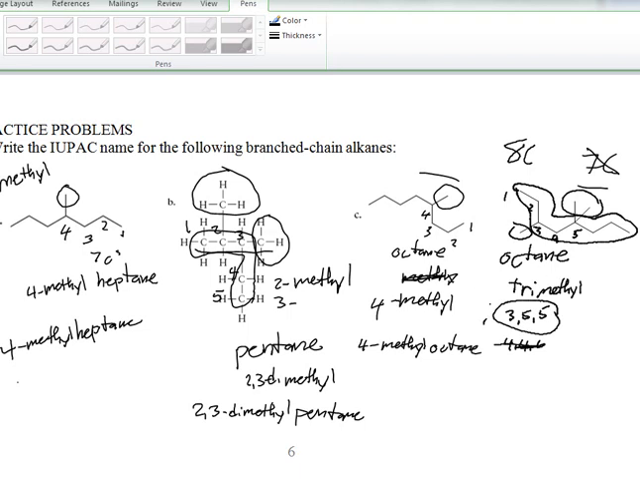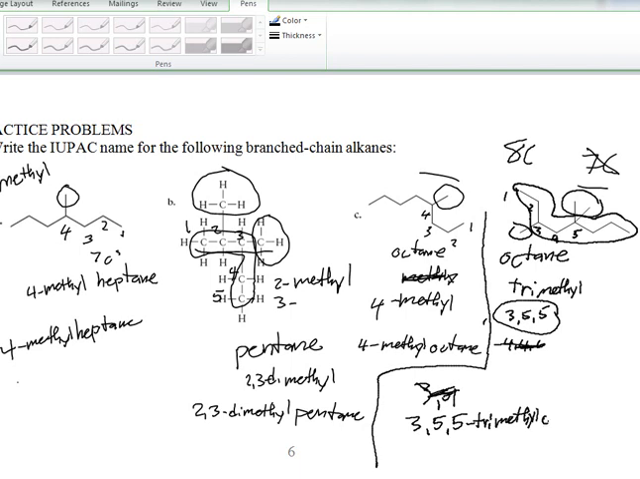So writing this answer here, 3, 5, 5, trimethyl octane. 3,5,5 trimethyl octane.